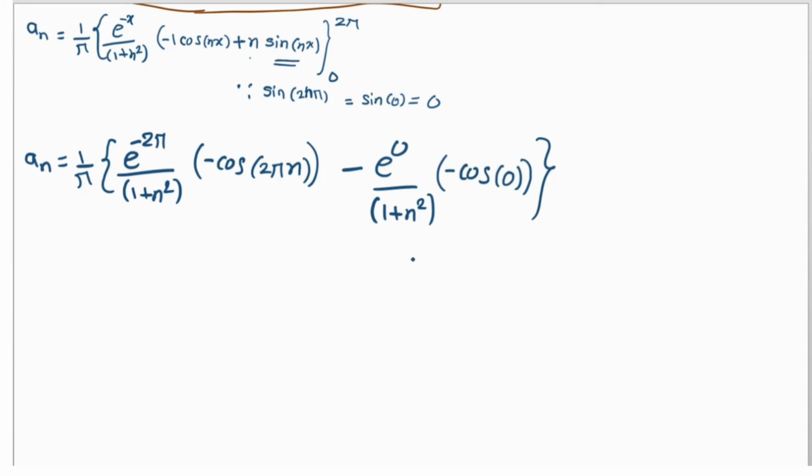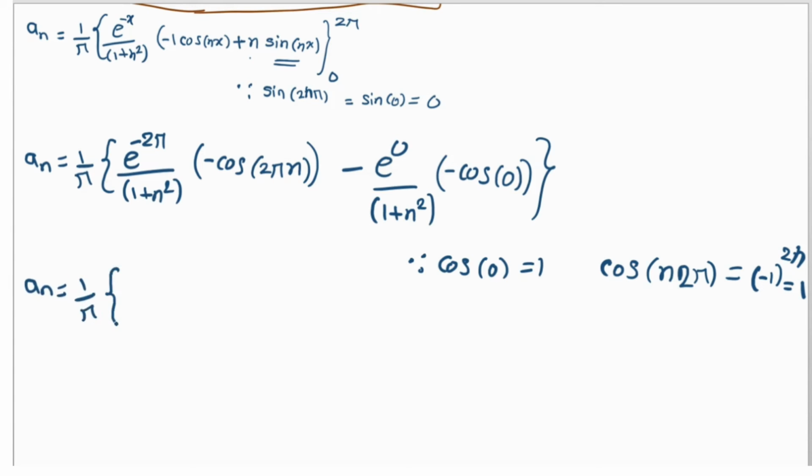Simplify this term. So cos of 0 is 1 and cos of 2 pi n is minus 1 raised to power 2n, and when we multiply by 2 it becomes even. So for even power it is a plus answer. So therefore here an is 1 upon pi as it is, e raised to power minus 2 pi divided by 1 plus n square, and this term is 1 and this outside minus, so it is minus 1, minus e raised to power 0 is 1. So minus 1 upon 1 plus n square, cos of 0 is 1.